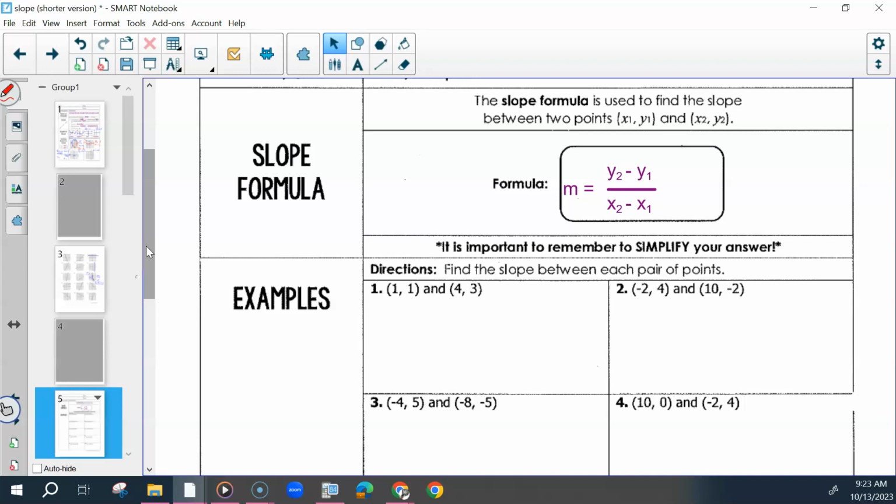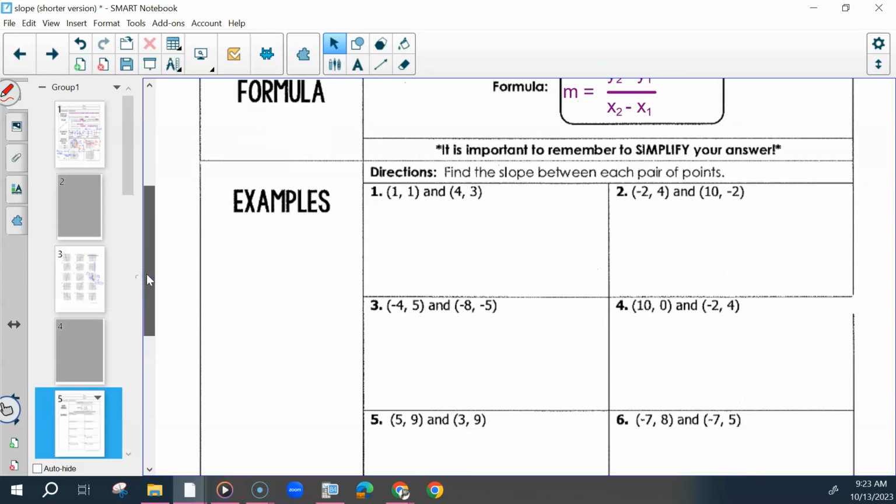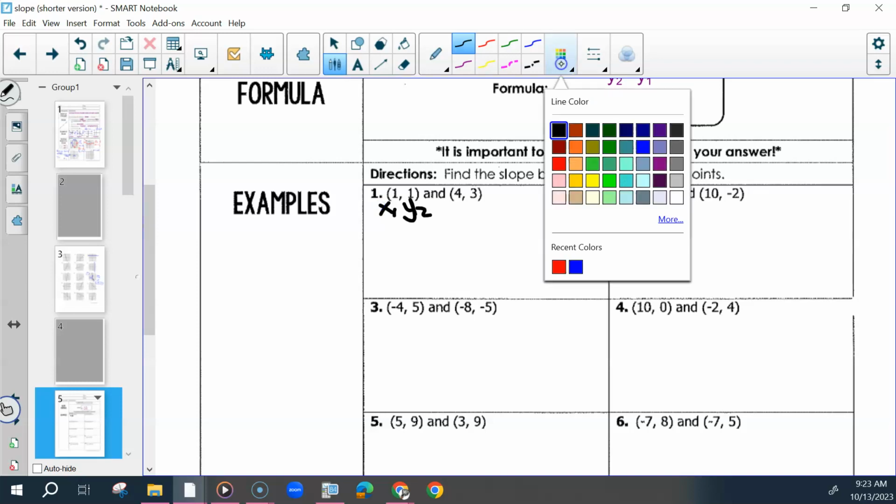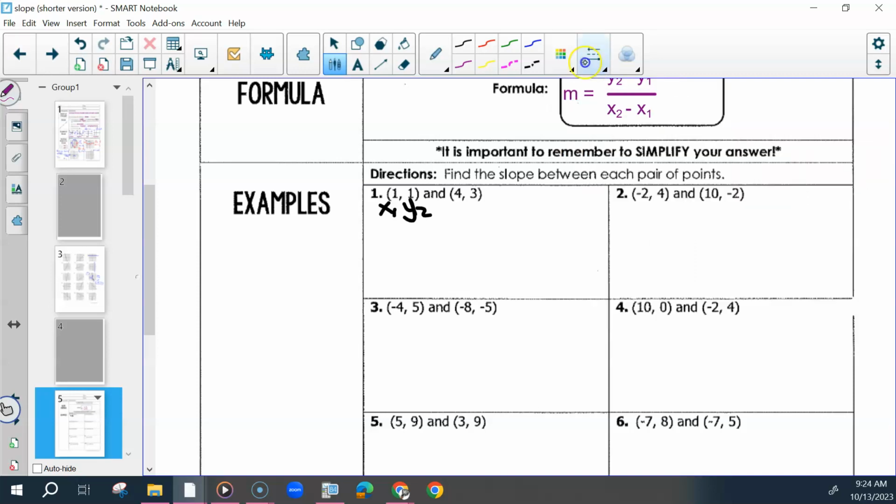Rise is your y's, and your run is your x's. So keep those in mind. If this helps you, you can do this. If you don't feel like you need this part, you don't need to do this. To help me distinguish which one is which, I label. These are all ordered pairs, x, y, so I label them x1, y1, x2, y2. And then I use those to put them into the formula.